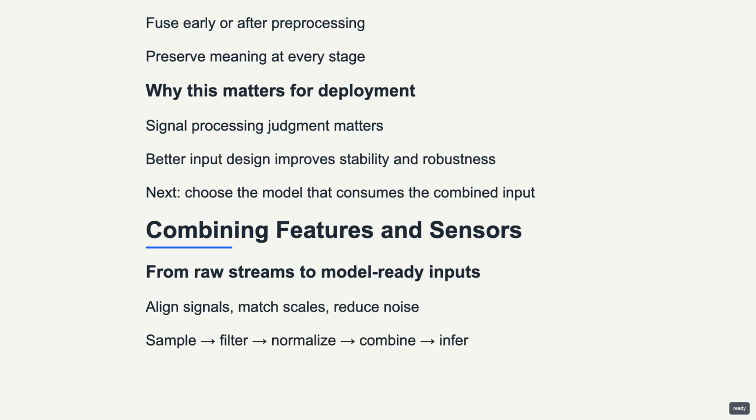That order gives you a workable pipeline. First, bring the timing into shape, then smooth obvious noise if needed. Then put the features on a common scale, and only after that merge them into the vector that reaches the model.